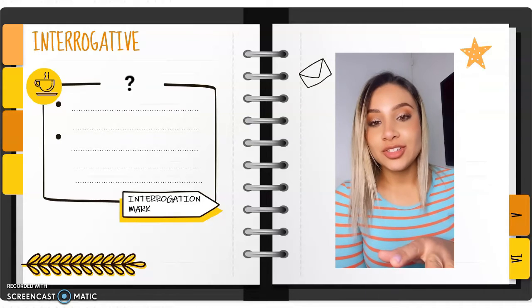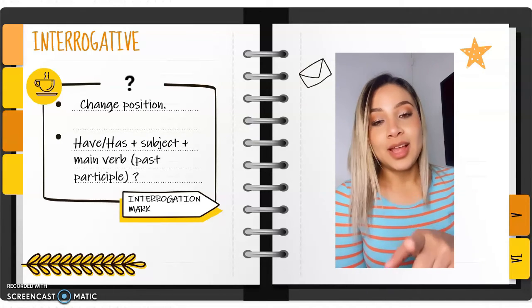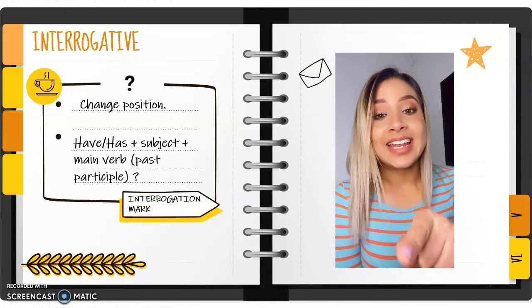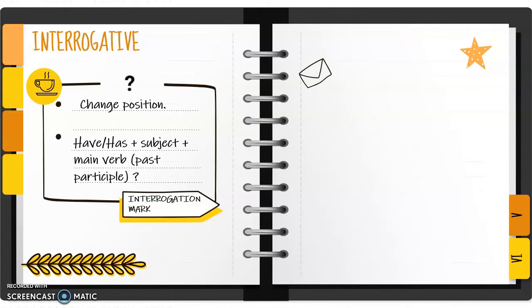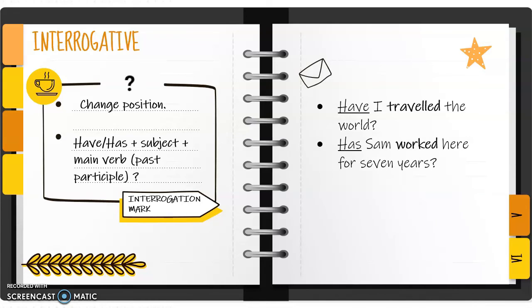Interrogative. Well, in this one, you just need to change position. So the structure goes like have or has plus subject plus main verb. And don't forget to add at the end the interrogative mark. Have we traveled the world? Has Sam worked here for 7 years? Have we been in a relationship?